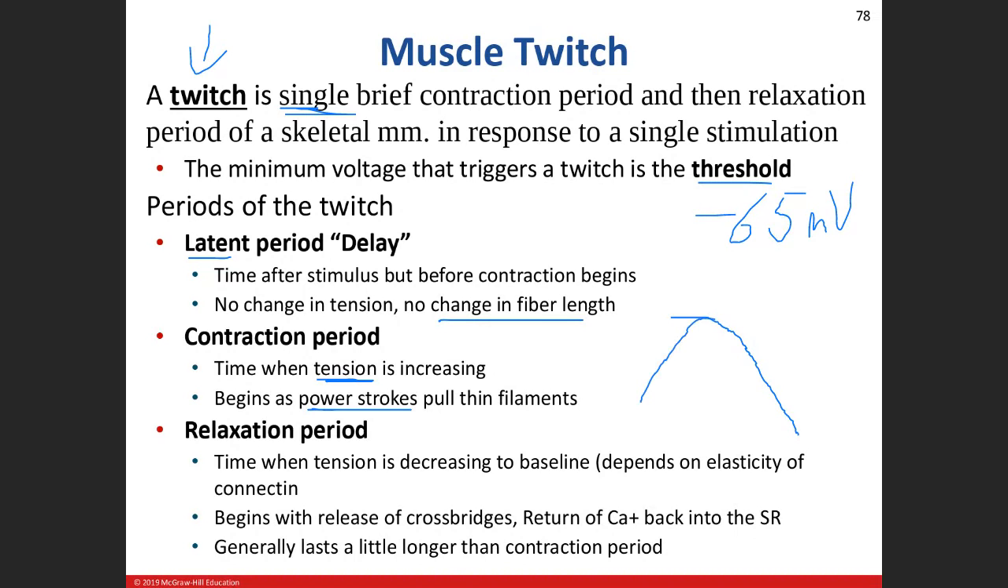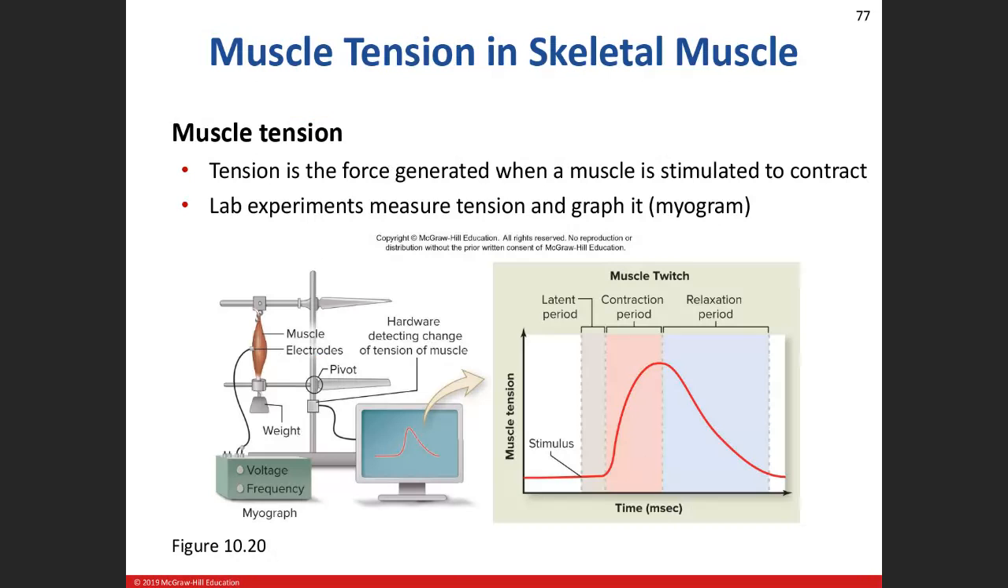Okay? And we'll drop back down to our baseline. But then again, that has to do with the elasticity, and the protein that's responsible for that is connectin. Okay? So we start to release our cross bridges, all right? ATP starts to pop the myosin head off of the actin. Calcium goes back into the sarcoplasmic reticulum. Okay? That's going to be this part right here.